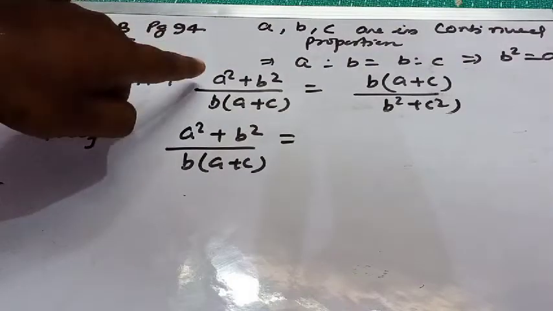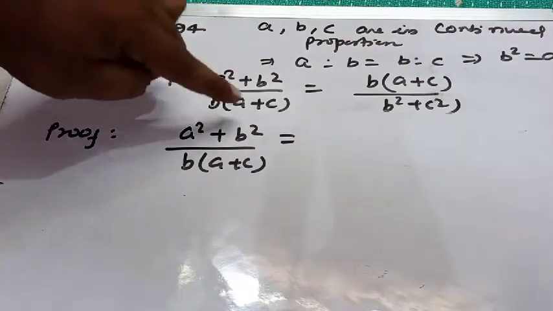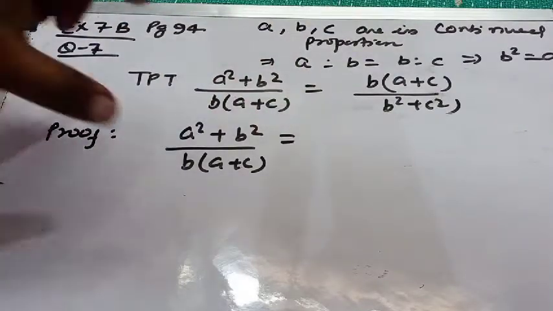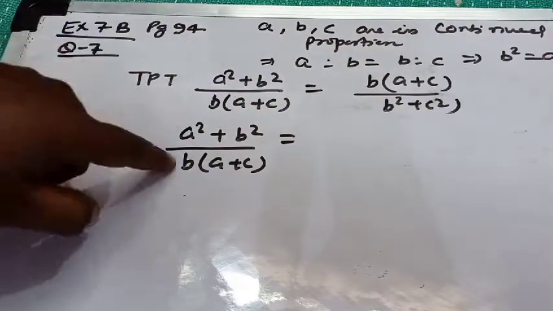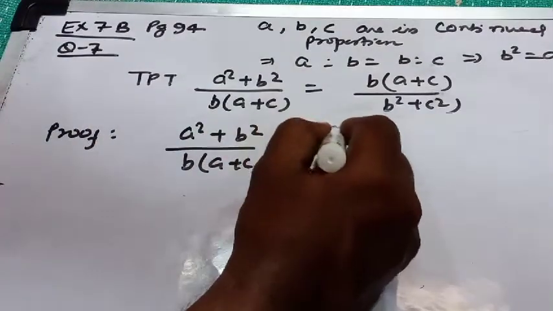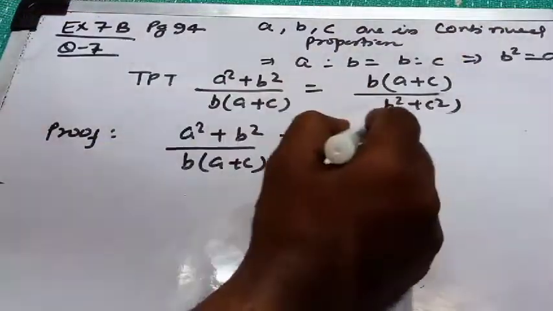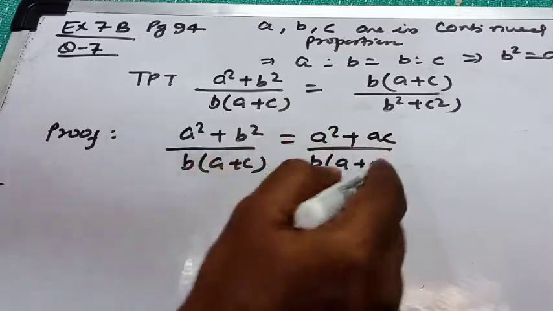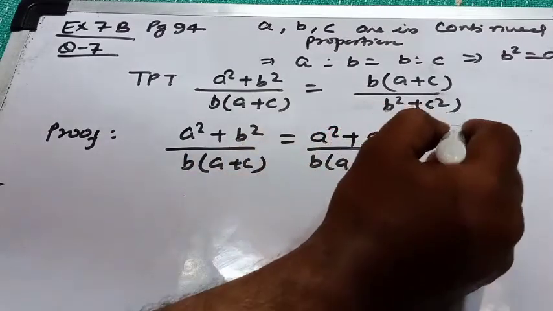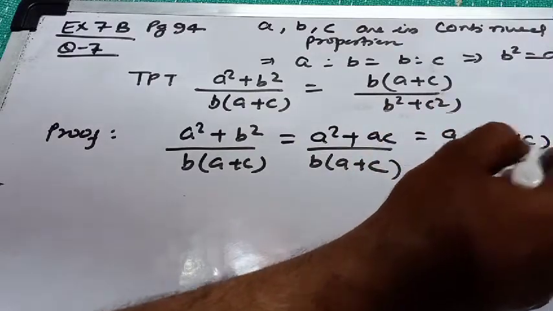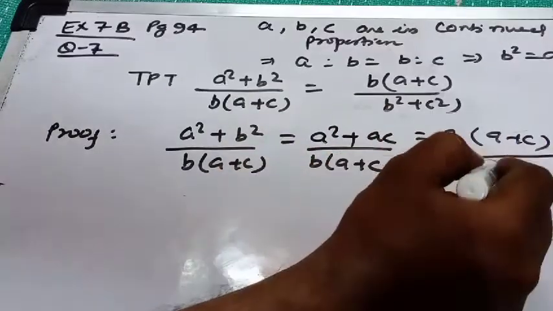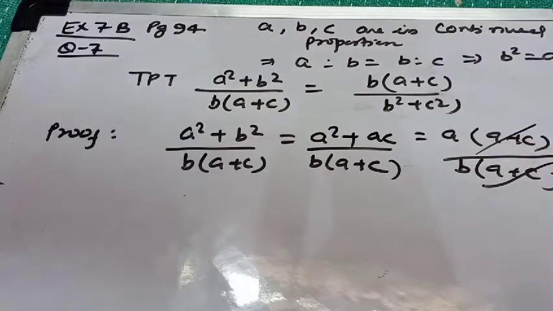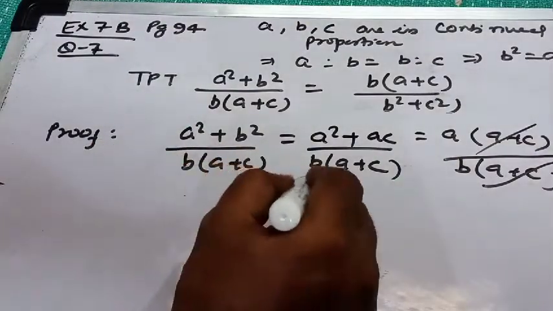So what we have to prove is that A square plus B square by B into A plus C is equal to B into A plus C by B square plus C square. So we'll start with LHS. LHS I have copied. I have written here A square and for B square we'll write AC. That by B into A plus C. Between this A square and AC we'll take A as common. So what will be left? A plus C, and below, B into A plus C. So A plus C and A plus C will be cancelled. Now what is left? That is equal to A by B.